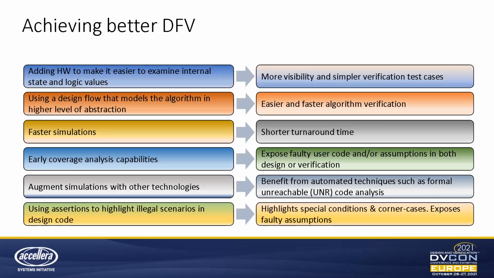In general, to achieve better design for verification, designers can add additional hardware to access some design internals and examine them, which adds more visibility for verification purposes. So imagine you have a subsystem where you have a CPU attached to a bus on one side, and from the other side of the bus, you have a few slaves.